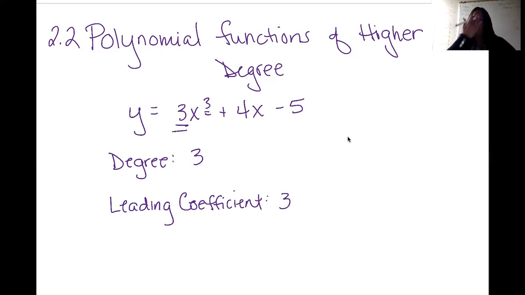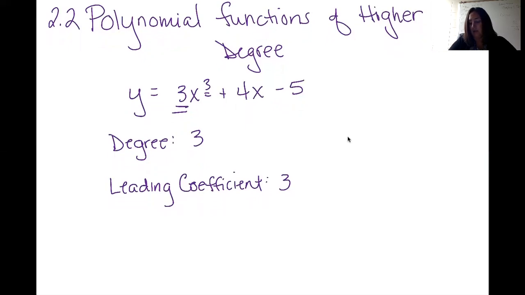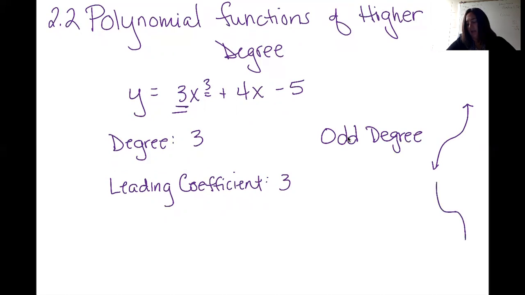Now, what we need to know also is when we talk about odd and even functions. If the degree is odd, then we say it's an odd function. It has an odd degree. If it has an odd degree, that function will have ends that go in opposite directions. They will either go down on the left and up on the right, or they will go down on the right and up on the left.